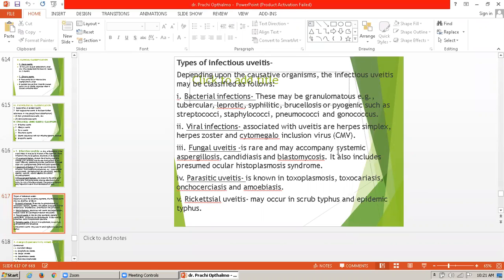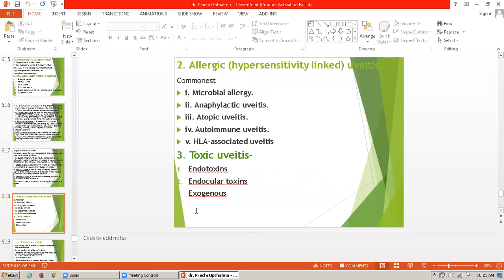So fungal uveitis includes presumed ocular histoplasmosis syndrome. Fourth is parasitic uveitis, known in toxoplasmosis, toxocariasis, onchocerciasis, and amoebiasis. Fifth is rickettsial uveitis. It may occur in scrub typhus and epidemic typhus.